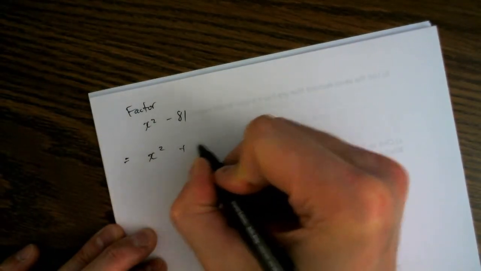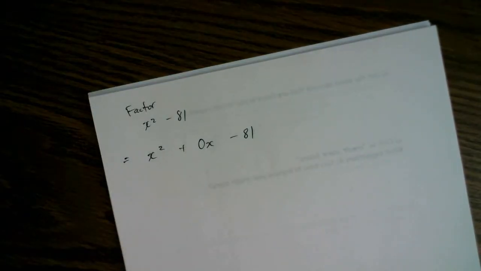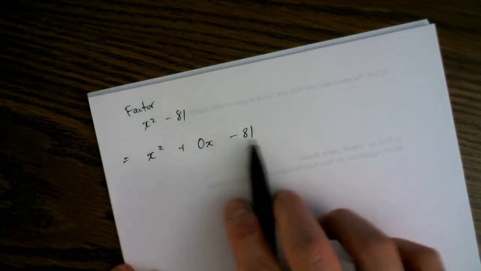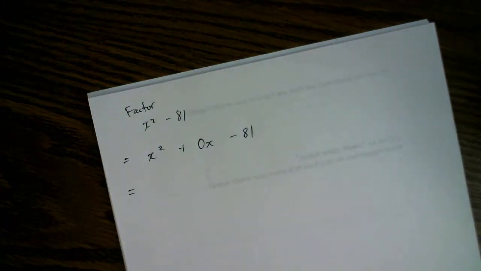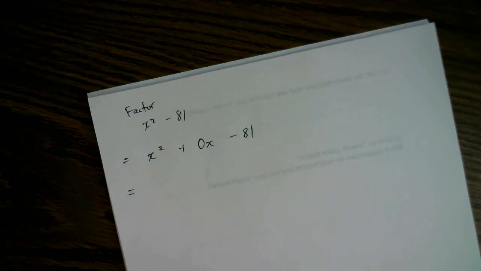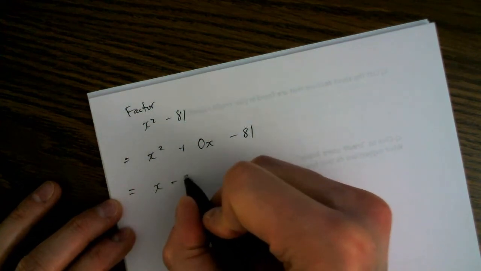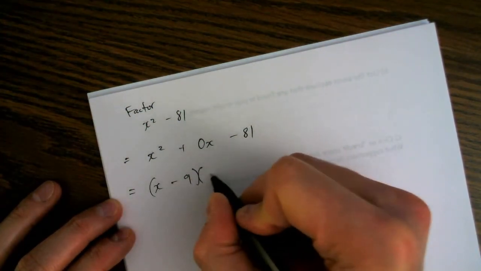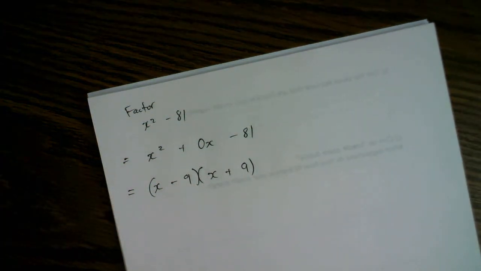Again, I'm going to put in that 0x term to make it a trinomial, 1, 2, 3. And we need 2 numbers that multiply to negative 81 and add to 0. Very similar to the last question. Negative 9, positive 9. You can do your check and see that it is correct.